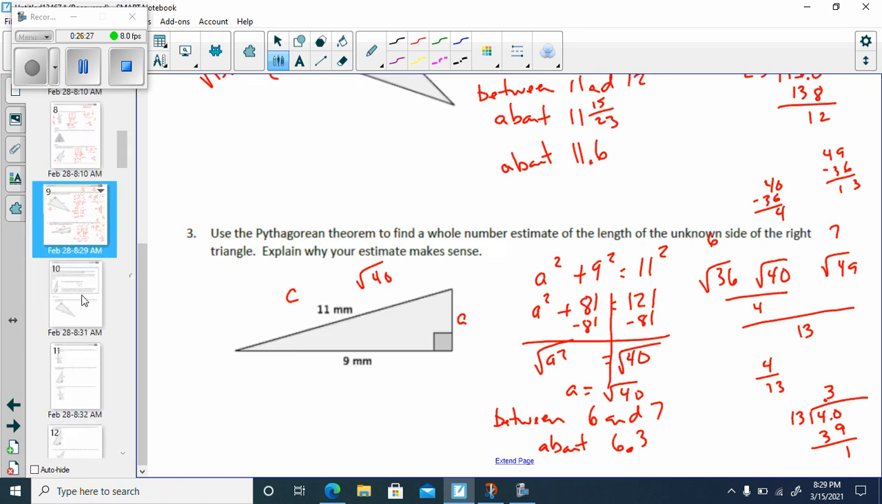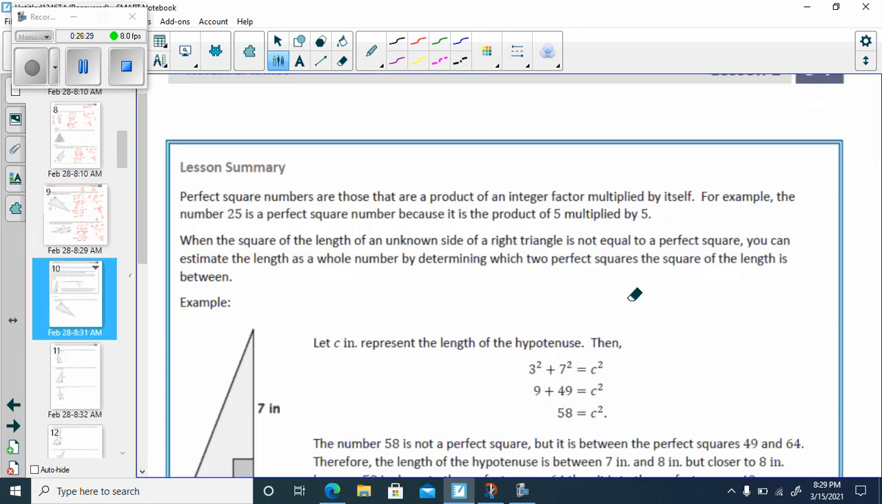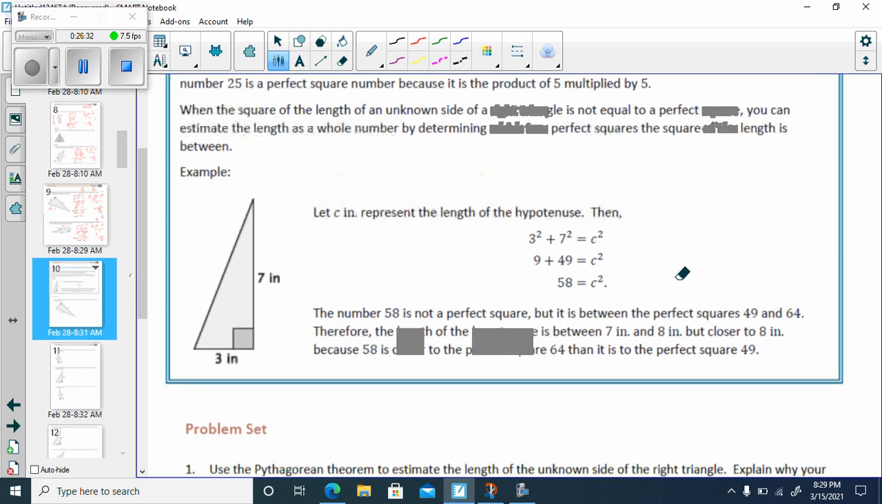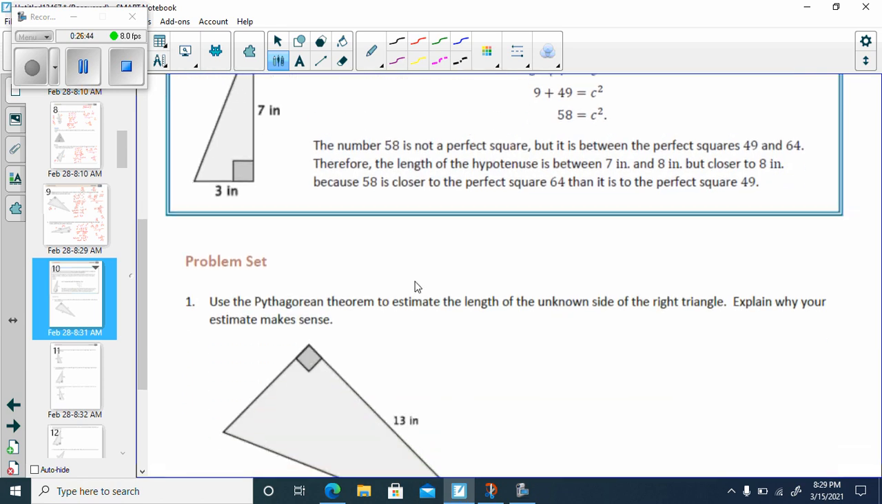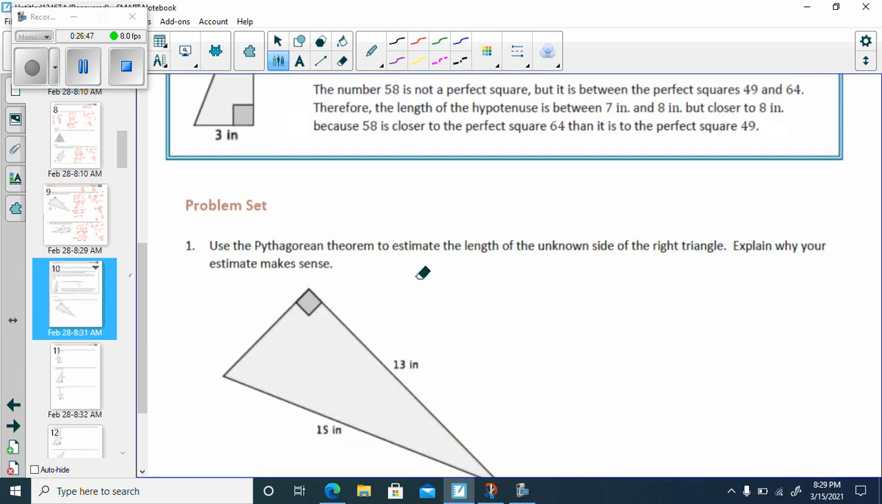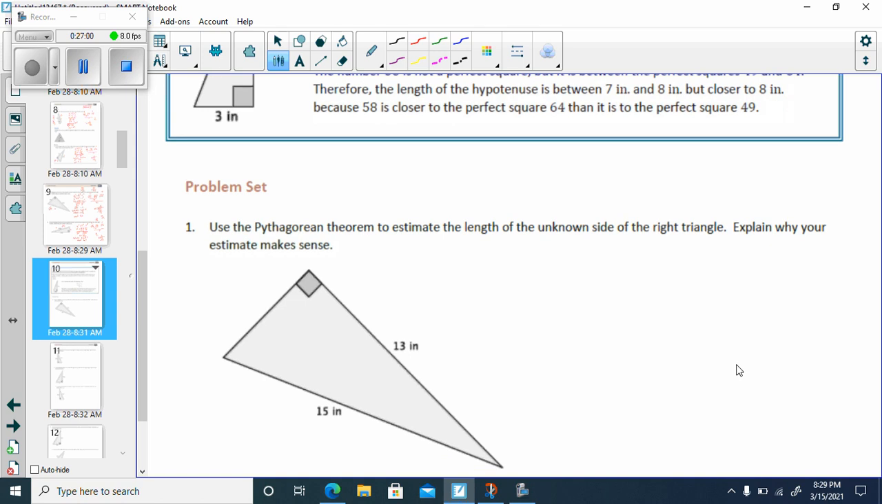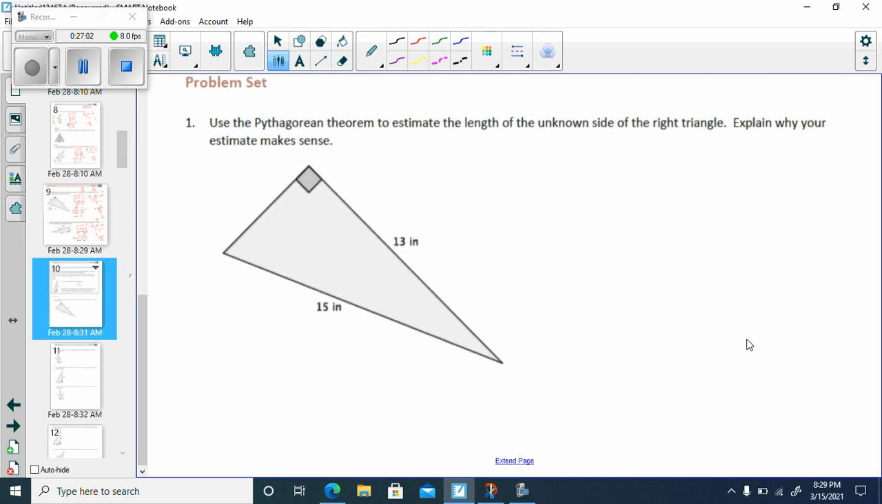Now let's look at, it shows you right here how to handle your perfect squares. It says when you're dealing with the number 58, it's not a perfect square, but it's between the squares of 49 and 64 here. And it shows you how to get there. Let's go to the problem sets. The problem set is actually in your workbook on page 11. Okay. Use the Pythagorean theorem to estimate the length of the unknown side of the right triangle.